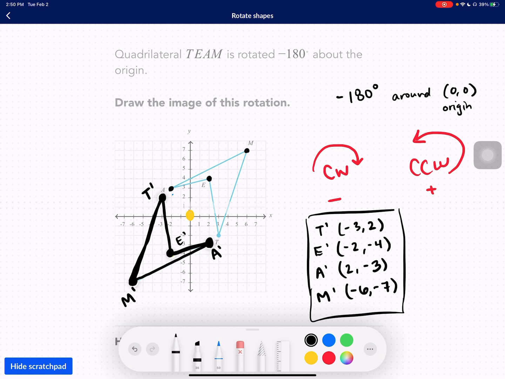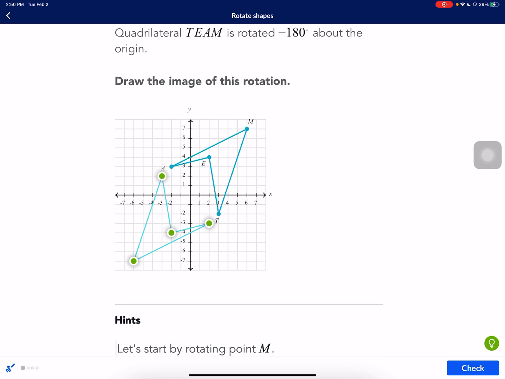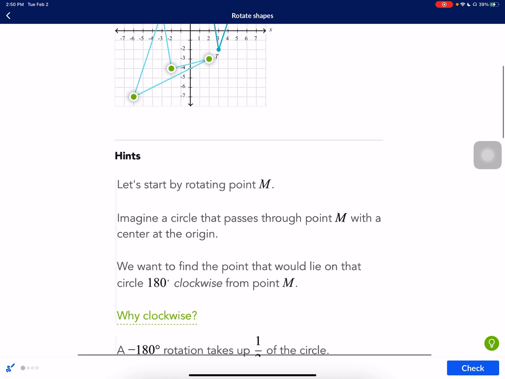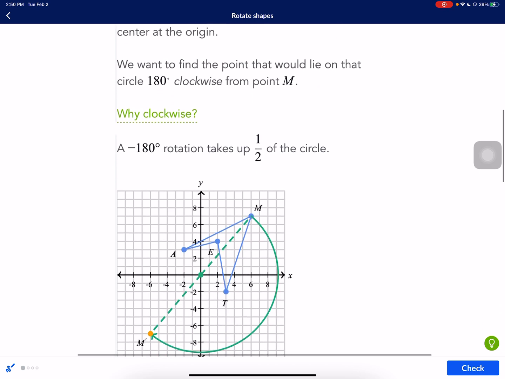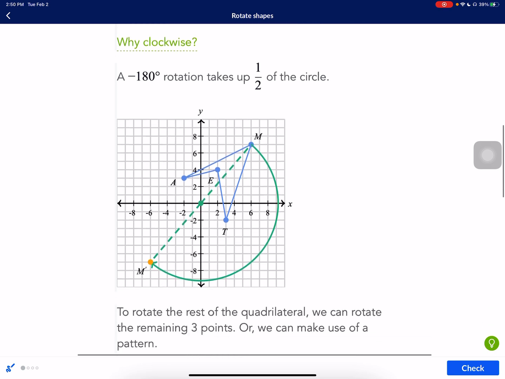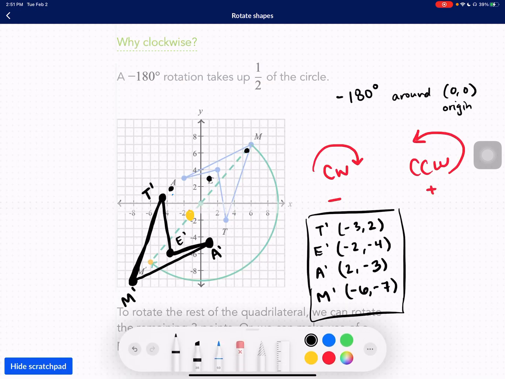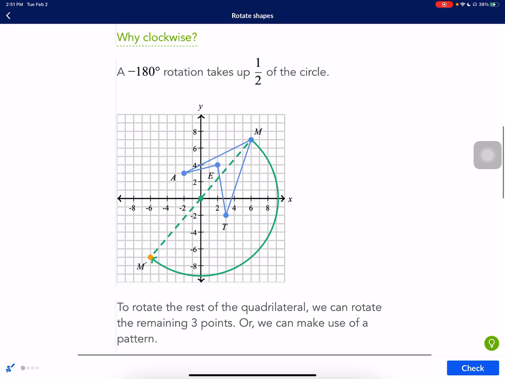It is a lot of work, so I might not grade you guys as strictly on this one, but I do need to see that you've tried it. Okay, so here, the hints will definitely help you out. It says, let's start by rotating point M. Imagine a circle that passes through point M and with the center at the origin. So this one looks pretty nice because with the 180 degrees, they can just draw half of a circle and go straight across. But you have to make sure that you go the right amount across the whole circle, okay, and across the graph.